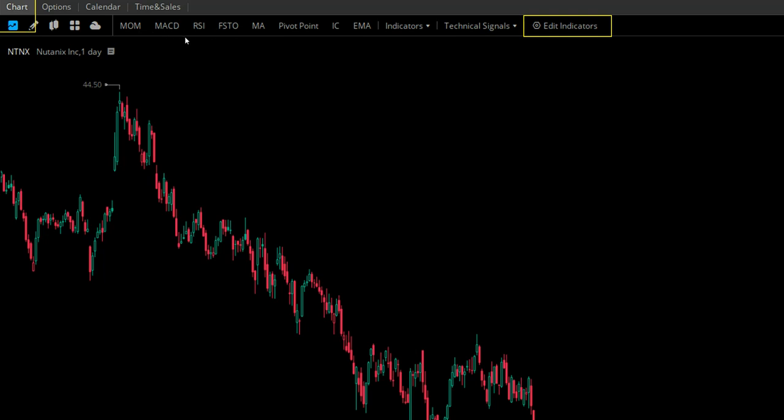If you would like to edit them, you come over here to indicators, drop down, and then you'll be able to see more options. But for now, all we're going to worry about is the MA and the RSI. But for this video, just the MA.